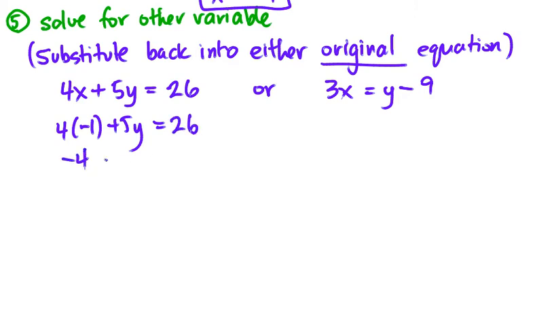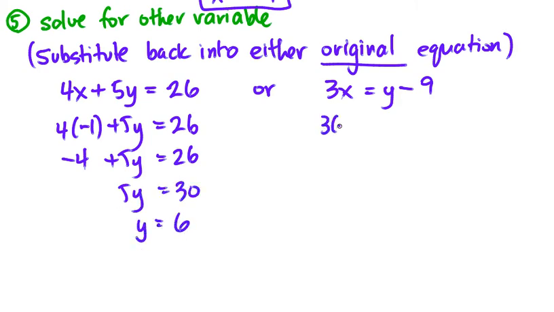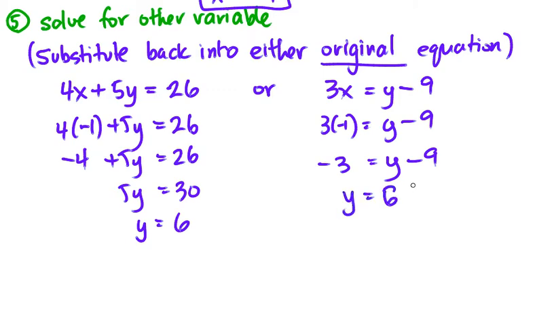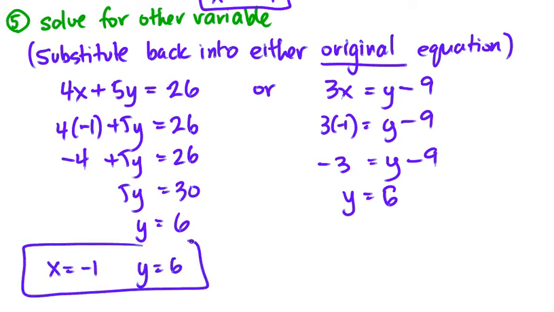So that's -4 + 5y = 26. Add 4 to both sides to give me 30. Divide both sides by 5 to give me 6. In this case, I substitute that -1 and I get -3. I add 9 to both sides, and I will get y is also equal to 6. And I write my final answer as x = -1 and y = 6.